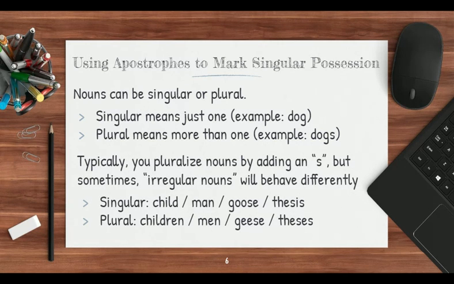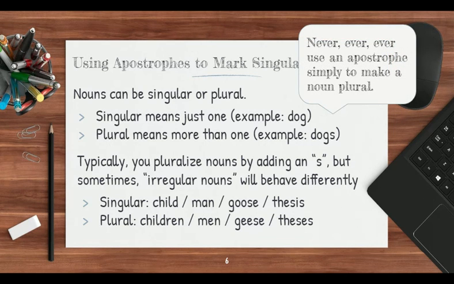Typically you pluralize nouns by adding an S, but sometimes you have what are called irregular nouns, which will behave a little differently when pluralized. As you can see here, the singular forms child, man, goose, and thesis are all examples of irregular nouns because when pluralized, you don't simply add an S or an ES. You go children, men, geese, and theses. Not to be confused with feces, because if your thesis is feces, well, it's not good, we'll say.